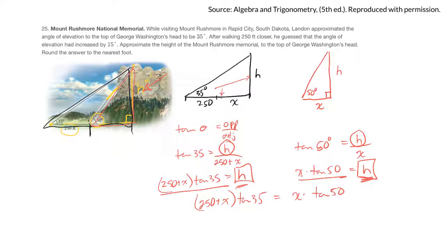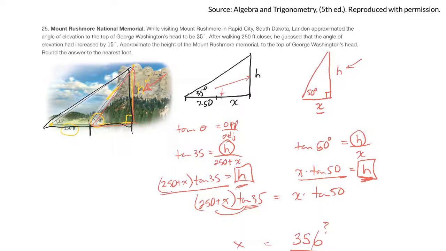What I would probably do is figure out what this tan of 35 is and multiply it through, and then collect x's on one side and numbers on the other side. Now, I think that when you do this, it comes out to 356 or something like that. You'll have to do it on the calculator. But that is what x is. It's not what the height is.